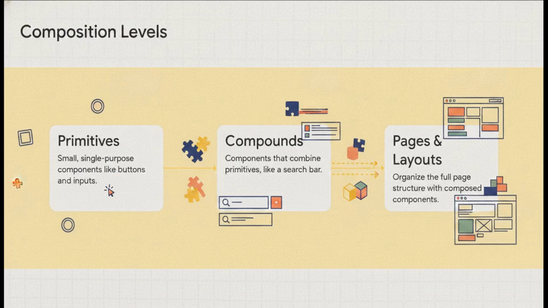As your app grows, you're going to naturally compose these components together like building blocks. You start down at the bottom with level 1 primitives, small single-purpose things like buttons and inputs. Then you snap them together into level 2 compounds, like taking an input and a button to make a search bar. Finally, you combine those into level 3 pages and layouts to form your complete working application.